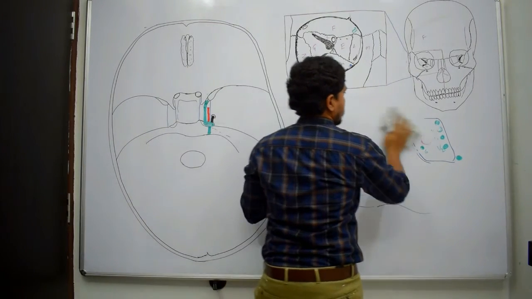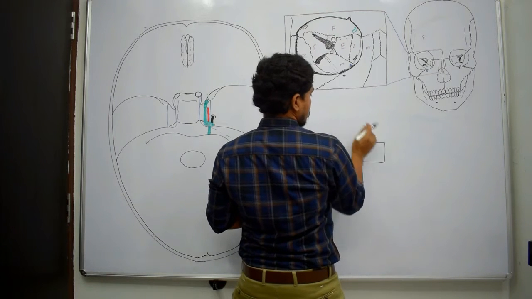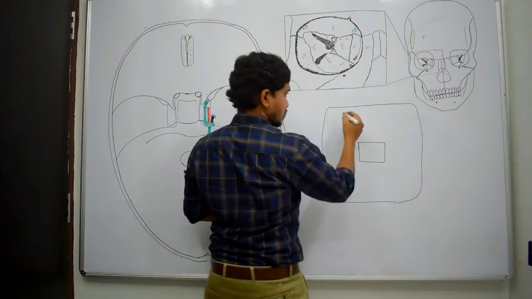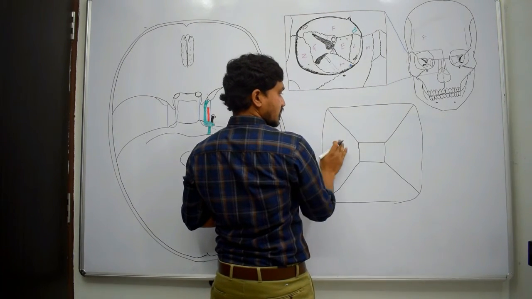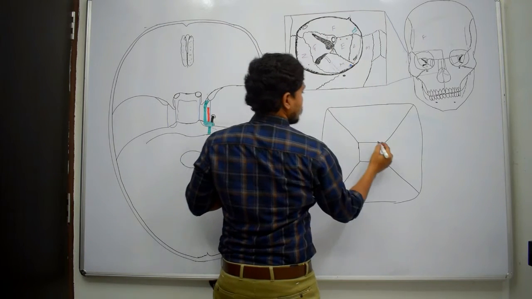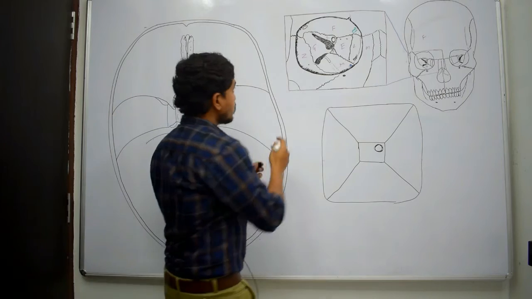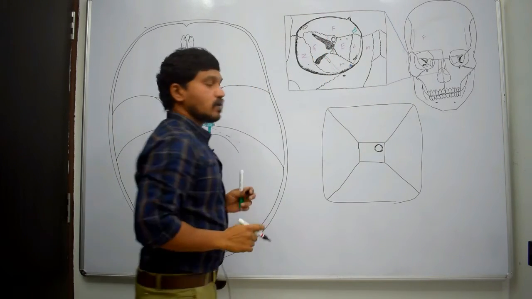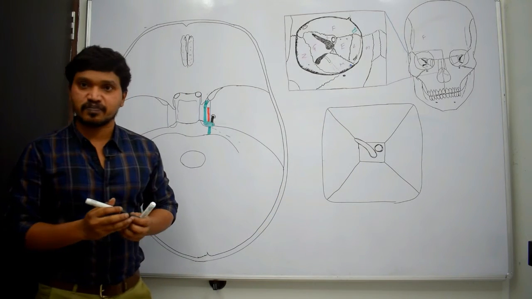You can understand clearly. This is the posterior part of the orbit. That means this is at the apex. This is at the base. This is the roof. This is the floor. This is the medial wall, and this is the lateral wall. This foramen I am drawing here. What is this? Optic canal, right? And what is this fissure which is present in between the roof and lateral wall? Here, superior orbital fissure, right?